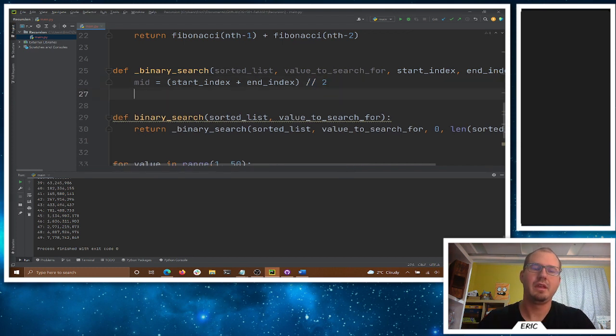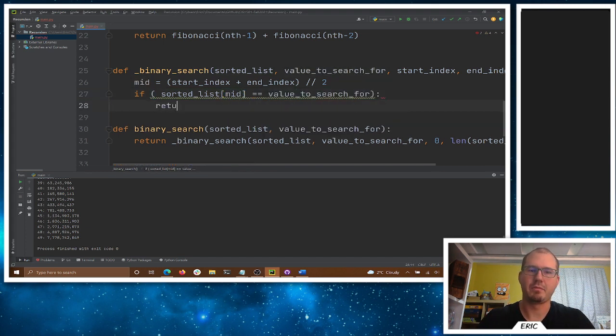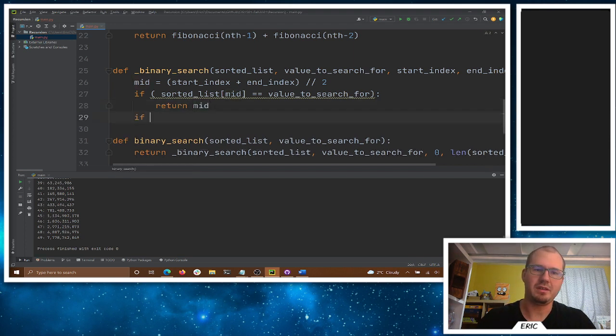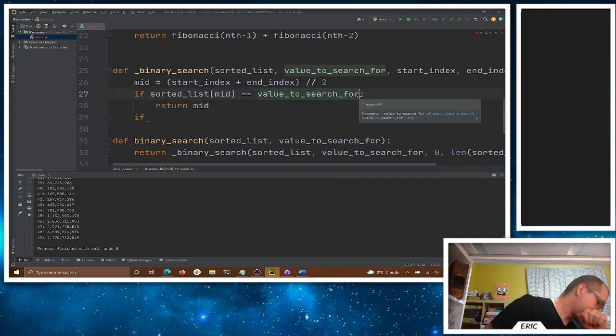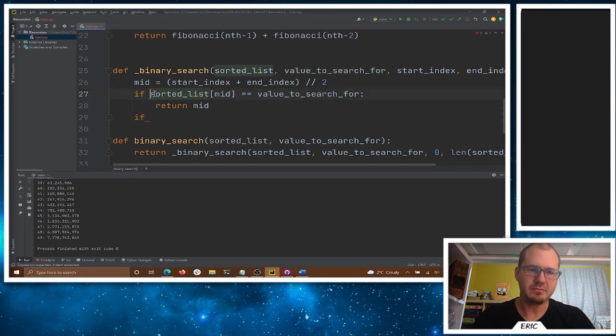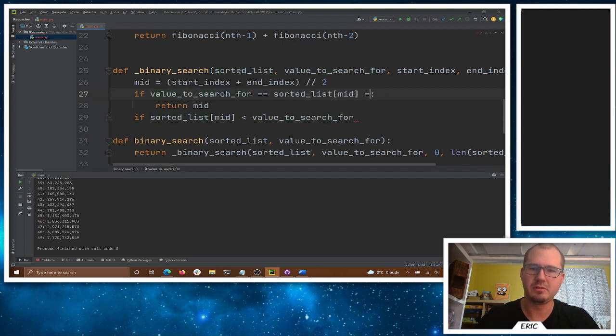Then we're going to check. We're going to look at the sorted list. We're going to say if the sorted list at the mid is equal to the value to search for, then we're going to return the mid. We're going to return the index in which it was found. Otherwise, if that value is less than, oh, sorry, we don't need the parentheses there. Let's flip these around. Actually, I think it's easier to flip these around. So the value we're searching for is less than the midpoint.